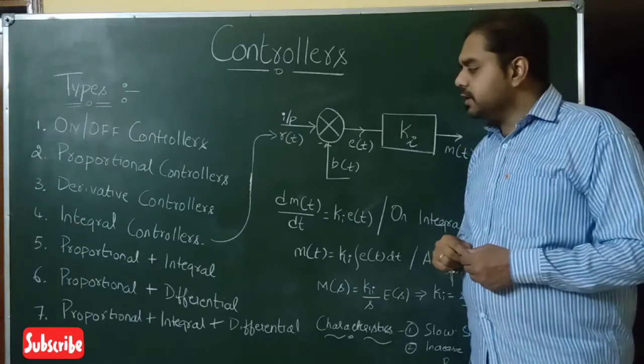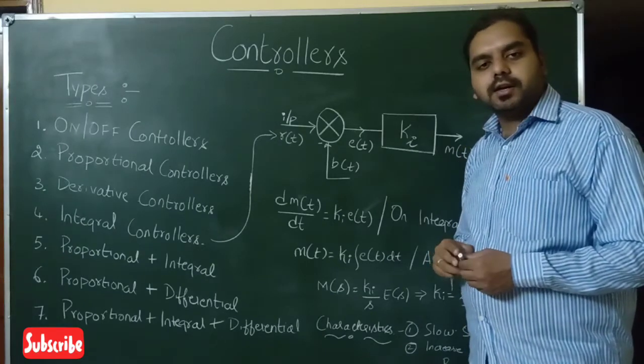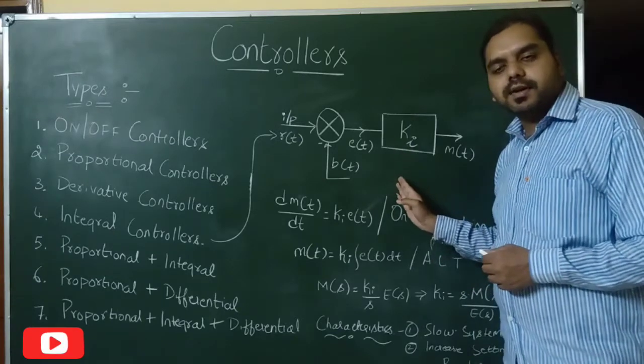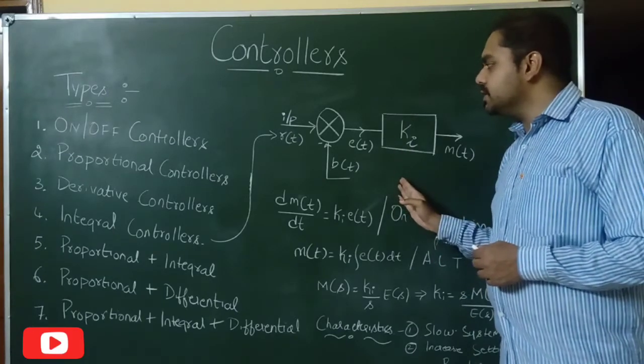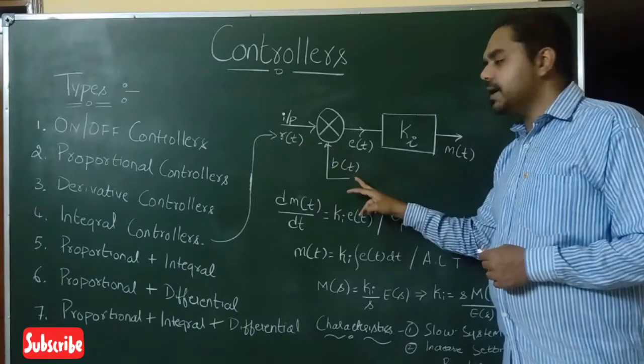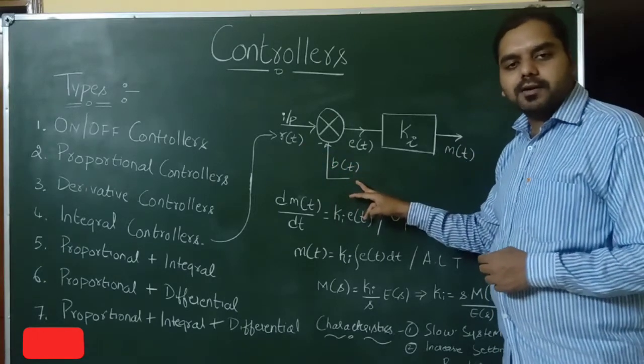In this video, we will be learning the next controller, that is the integral controller. The block diagram of the integral controller can be written like this. Seeing the different terminologies here, we will be giving the reference input given by R of t, and we will be having the feedback signal B of t coming from the plant output here.